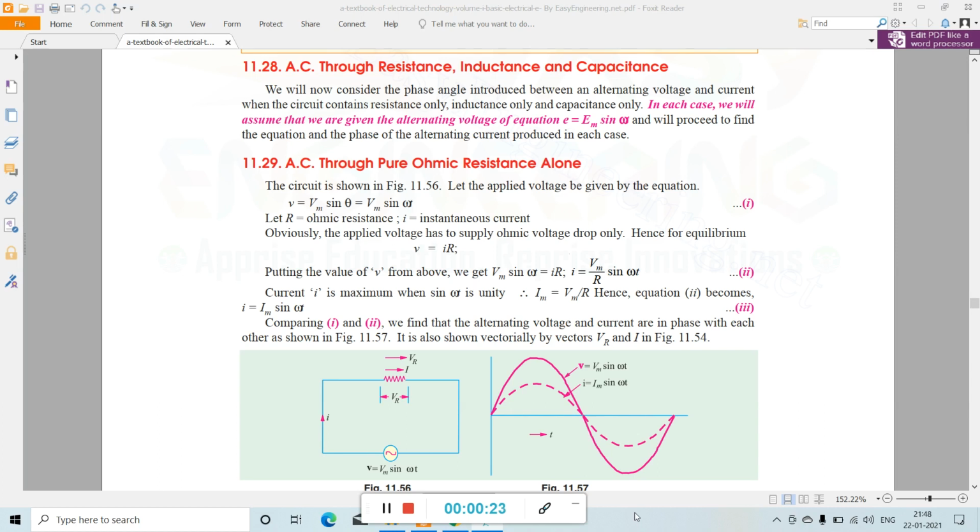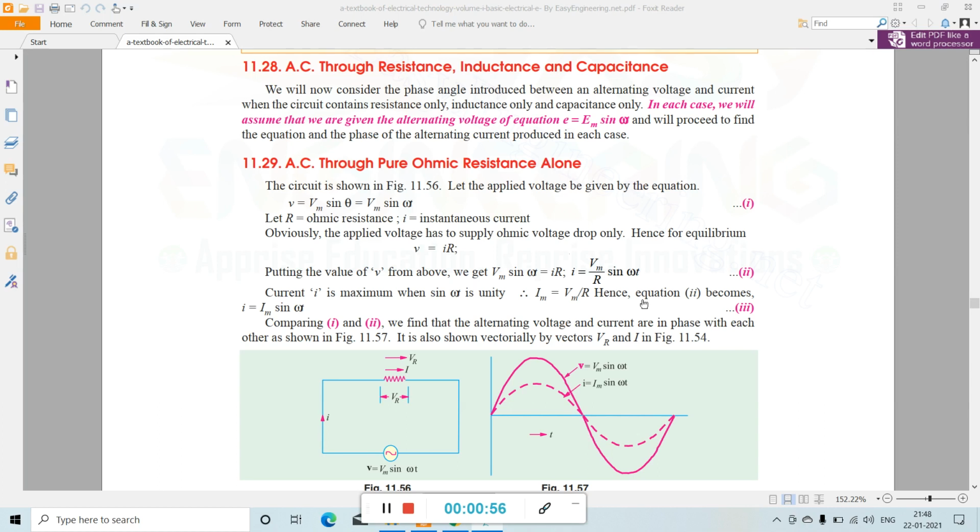So we will discuss about AC through pure inductance, pure resistance, and pure capacitance alone, one by one. In the previous classes we discussed the phase angle and phase difference between two waveforms, between two alternating EMF waveforms or between two alternating voltage and current waveforms.